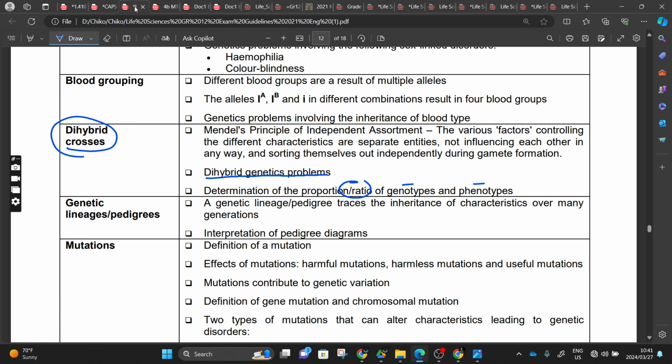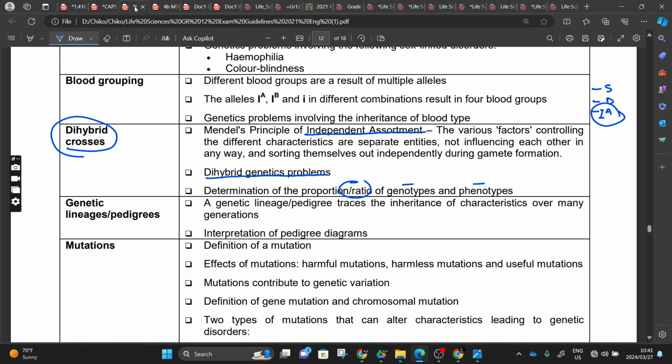Then it says Mendel's principle of independent assortment. So here we did first the law or first principle, which was segregation. Second, dominance. Third, independent assortment. I told you that when we do dihybrid crosses, we are going to explain this independent assortment. So let me not waste my time with segregation and dominance. By this time you know them.